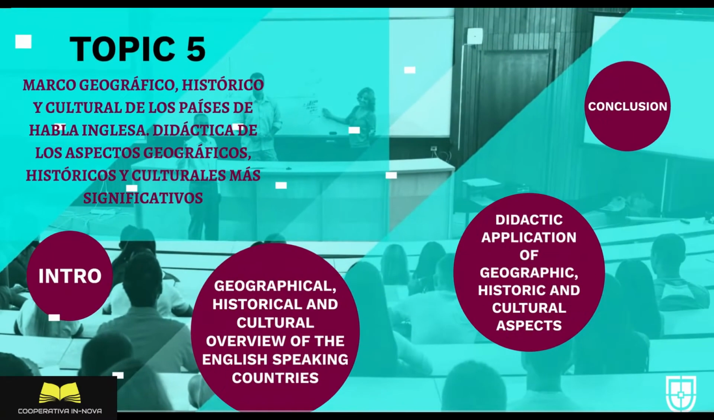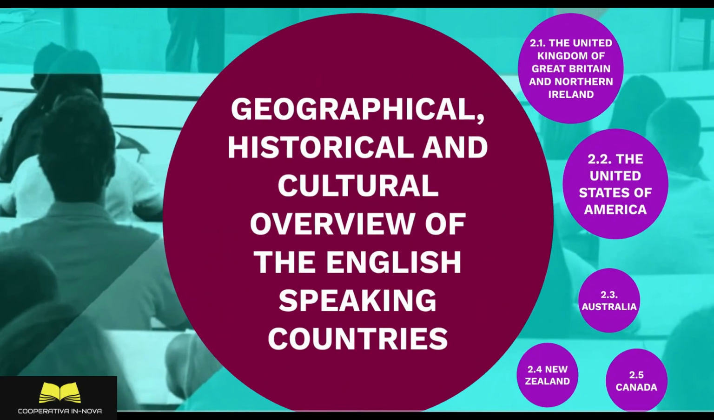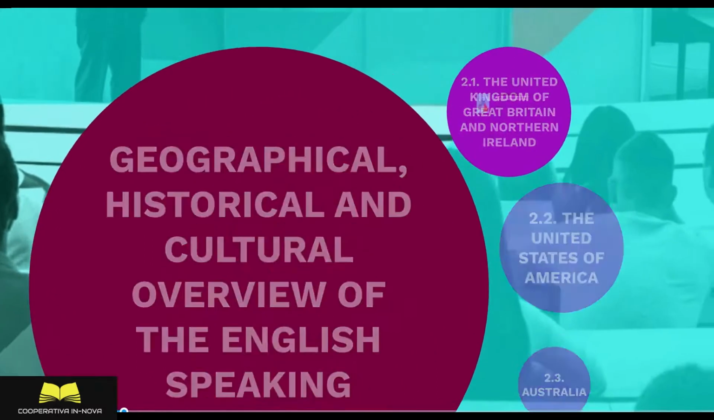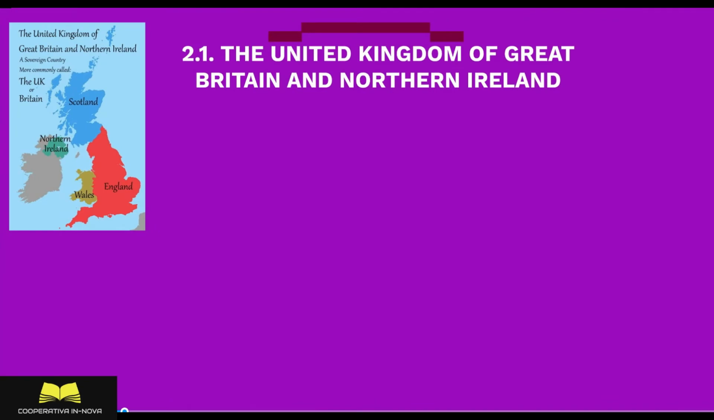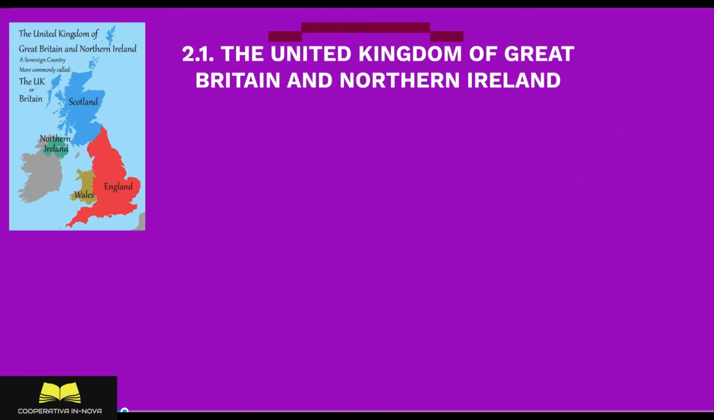2. Geographical, historical and cultural overview of the English-speaking countries. The United Kingdom of Great Britain and Northern Ireland. The United Kingdom of Great Britain and Northern Ireland is made of 4 countries, England, Scotland, Wales and Northern Ireland.